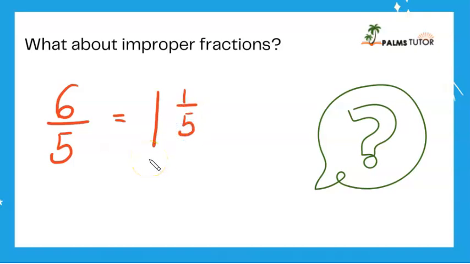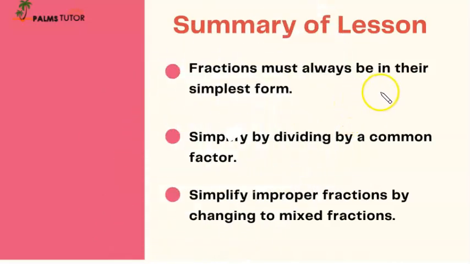So divide them by their common factors and make sure that you leave your improper fractions as mixed fractions. Fractions must always be in their simplest form. Simplify by dividing by a common factor, and you simplify improper fractions by changing them to mixed fractions.